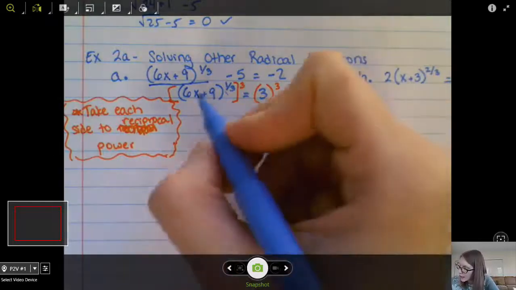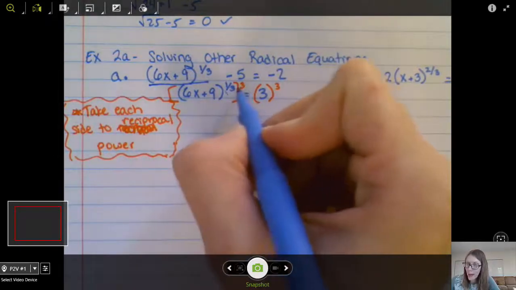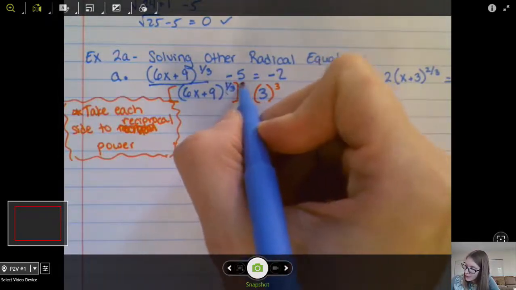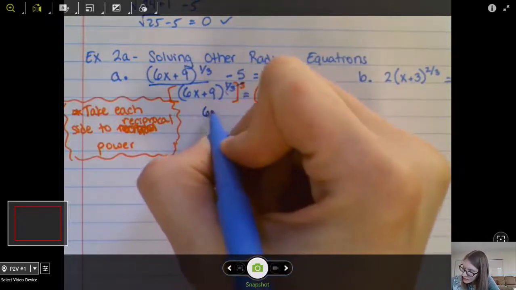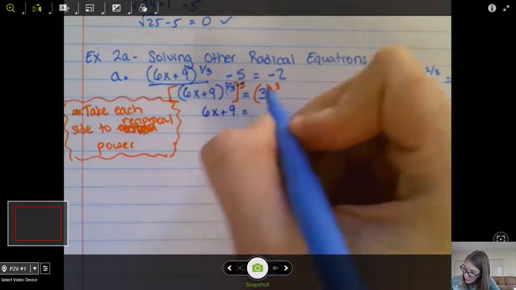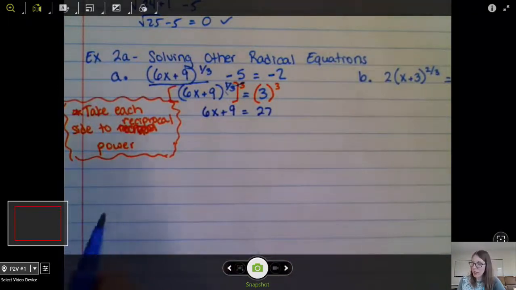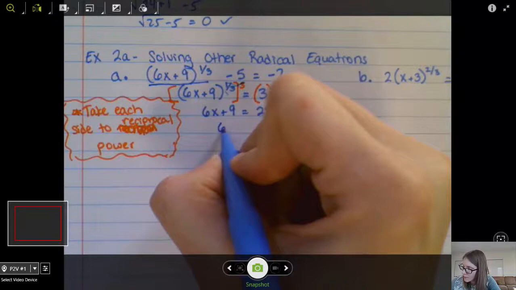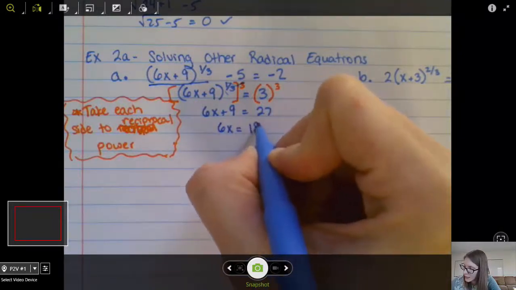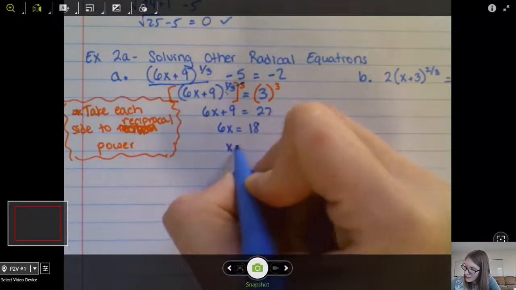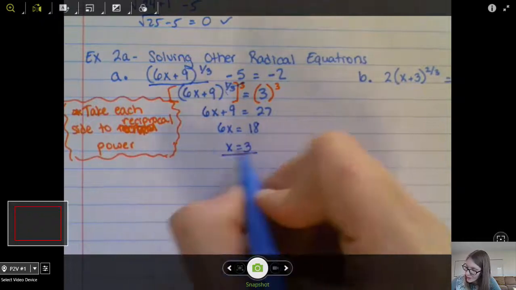Okay, so then this 1/3 and 3rd power multiply together to give us 1. We get (6x + 9)^1 = 27. And then we solve our equation like we normally would. Subtract 9 from each side. 6x = 18. Divide by 6, so we get x = 3.